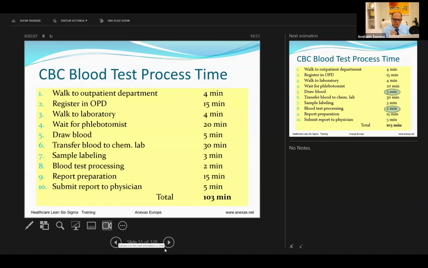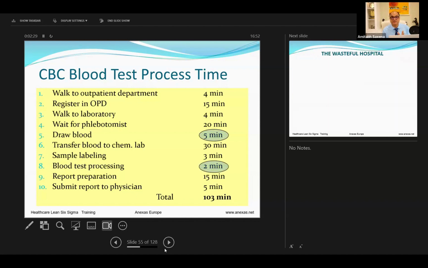When the patient comes to the hospital, what is the value he's looking for? Enhanced health, better health. That is the value. Now, if you tell him to walk to the OPD, walking is a waste. Registration is not adding any value. It is a waste. Walking to the lab is a waste. Any waiting is a waste. So if you see, only 2 steps are adding value from the patient's perspective.